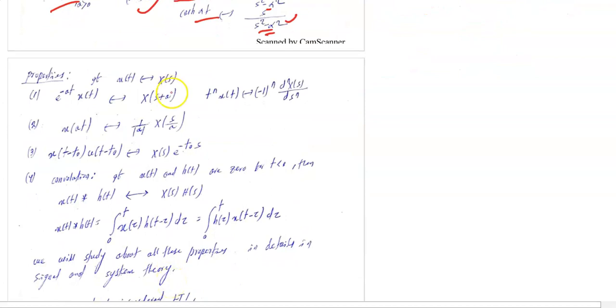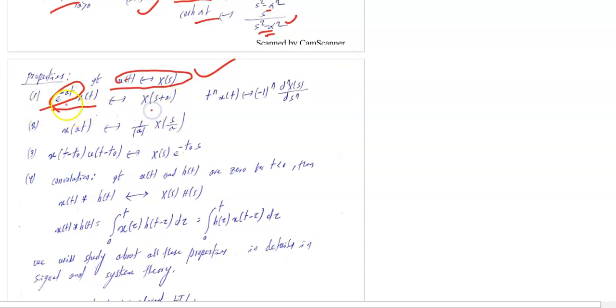So this property is used when a signal x of t has the Laplace transform capital X of s. When I multiply by e to the power minus a t, it is called frequency shifting. So for e to the power minus a t, it will be X of s plus a. And this is called the differentiation property in the Laplace domain.